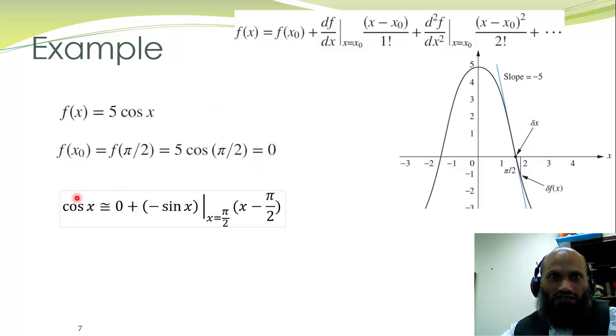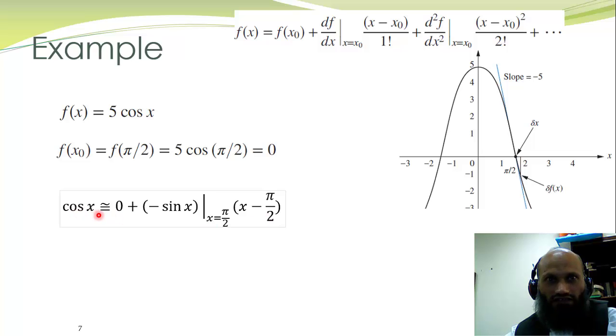Therefore f of x is nearly equal to f of x naught, which is 0, plus the derivative of that function with respect to x. The derivative of this function with respect to x is cosine of x, that its derivative is minus sine of x, and evaluated at the operating point multiplied by x minus the operating point, which is pi by 2.